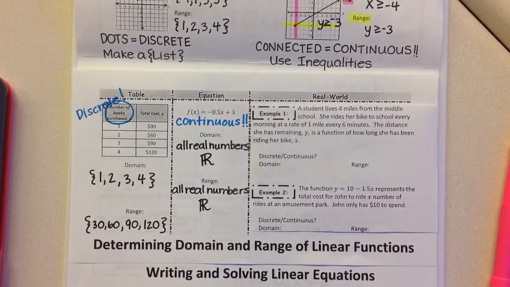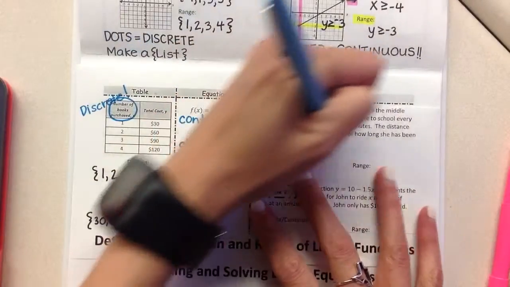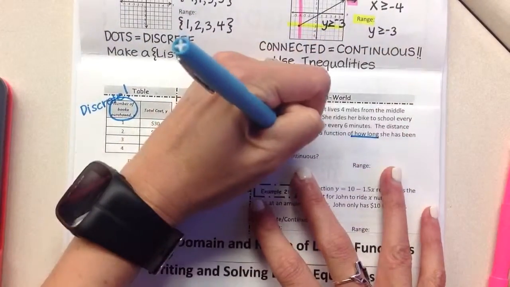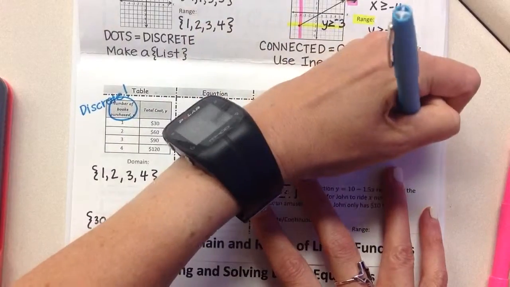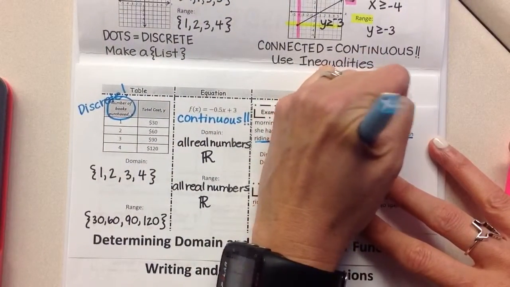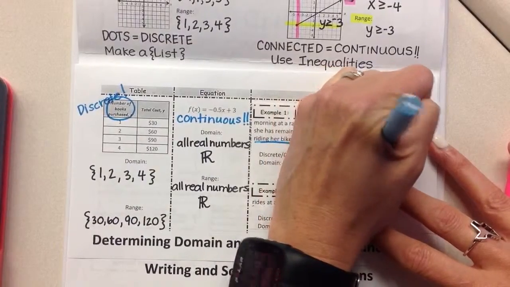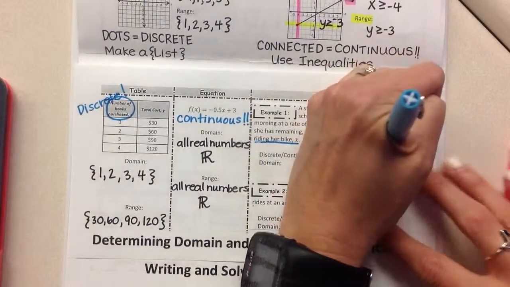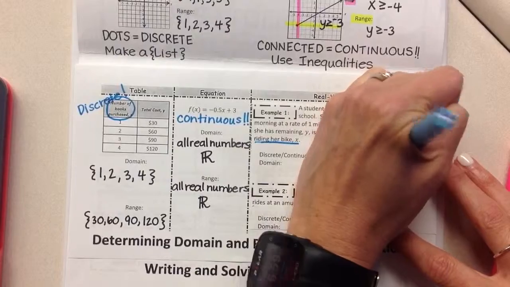Okay, so we've got to figure out if this is discrete or continuous. So am I going to list out my x values, or am I going to write them with inequalities? What I want to look at is my x values, because that's going to tell me if this is continuous or discrete. It says how long she has been riding her bike, x. So if I think about how long, that's talking about time. And when we are measuring time, there is no skipping of x values.